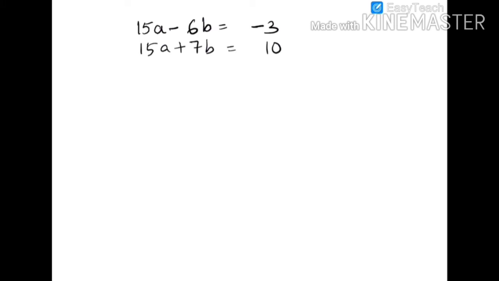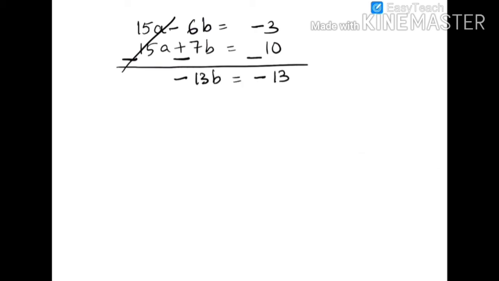After multiplying the first equation by 3, we will get these two equations. Now we have to subtract. So when we subtract, the sign of every term of the second equation changes. So the a term gets eliminated. Here we have minus 13b equal to minus 13. So this implies b is equal to 1.